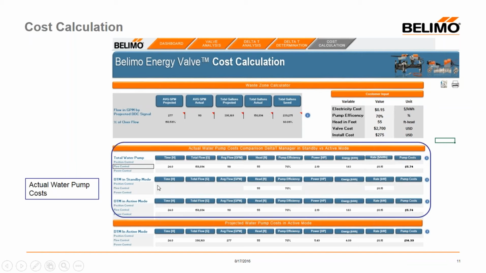Then what we do is we take a look at that same thing in standby mode. In other words, what was going on to the valve when the Delta T manager wasn't active, and as we already know, it was active the whole time, so these boxes are blank. And then what it actually was in cost when the Delta T manager was in active mode. So you're getting a cost analysis of what's going on the valve in the different modes.